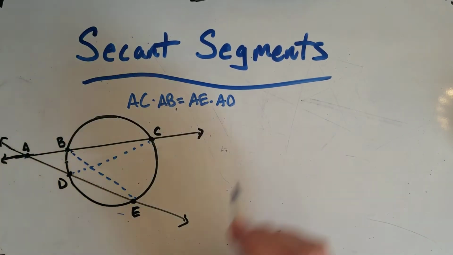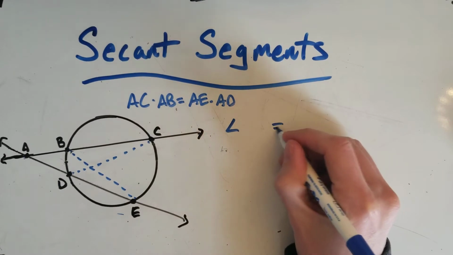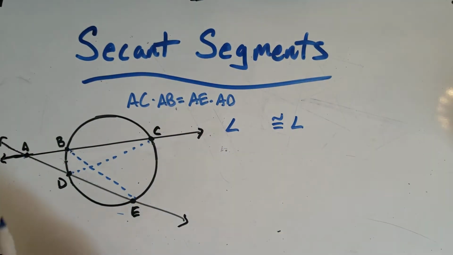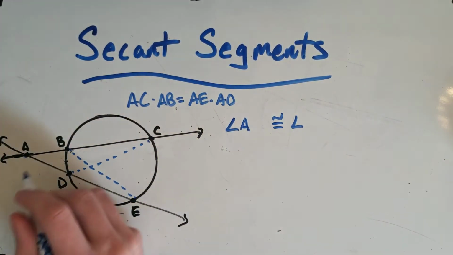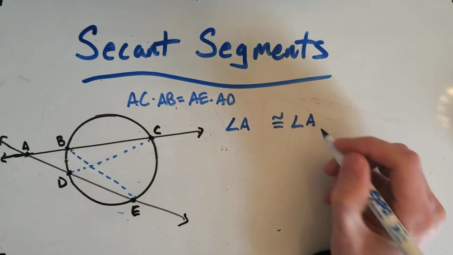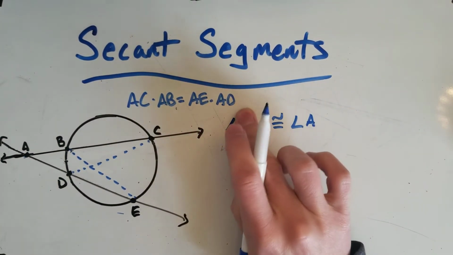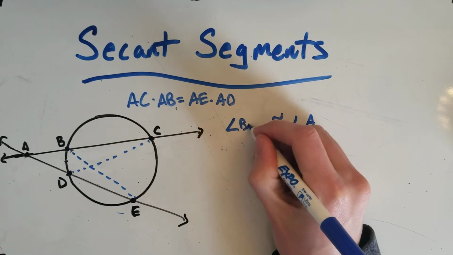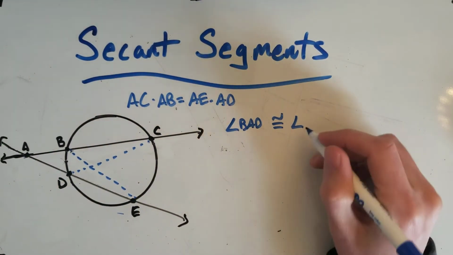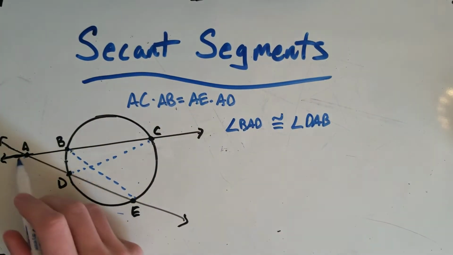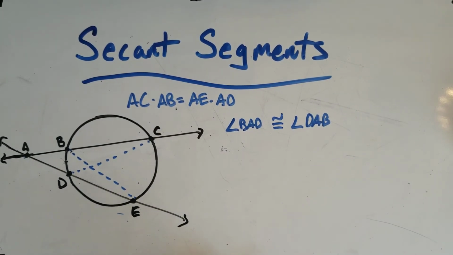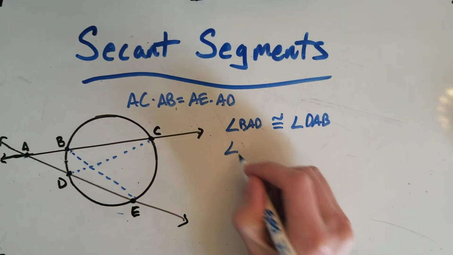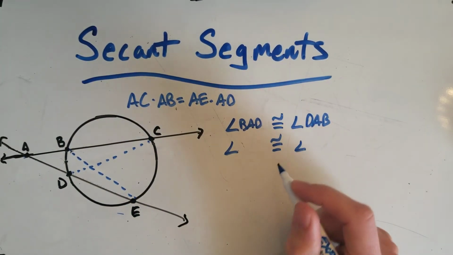So here, we're going to look for some congruent angles. Right off the bat, I know we're going to be using angle A, this angle right in here. Angle A is obviously congruent to itself. Or if we want to be more specific, we could say angle BAD is congruent to angle DAB. This angle right here is congruent to itself. That's our reflexive property. But in order to use similar triangles, we need at least two pairs of congruent angles. So let's look at some other angles here.